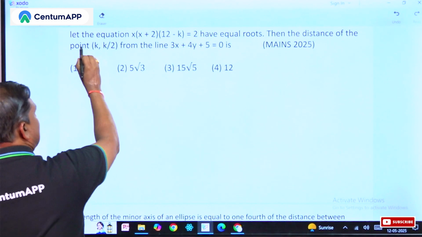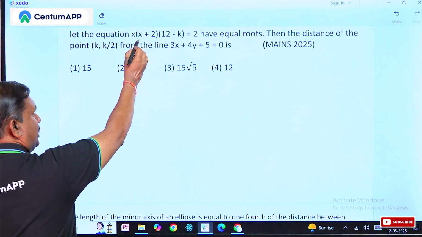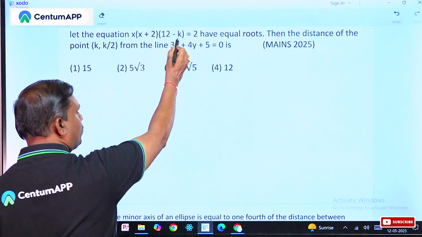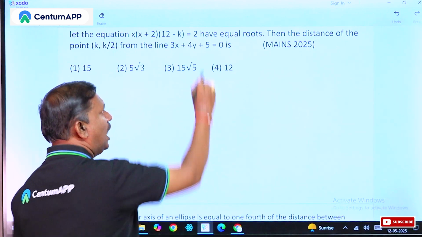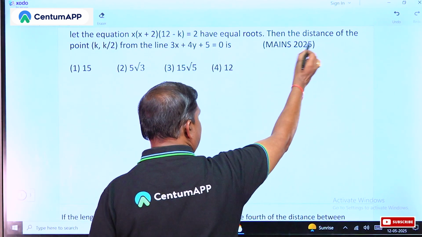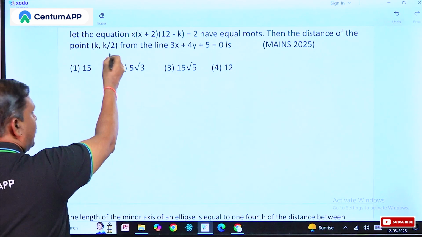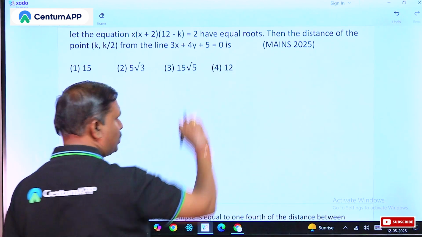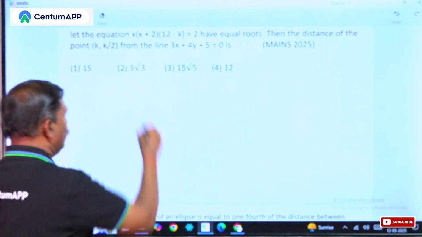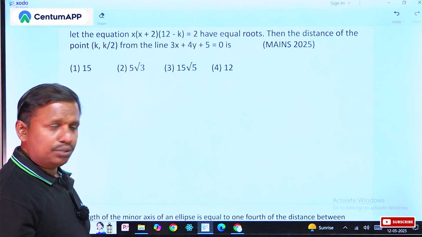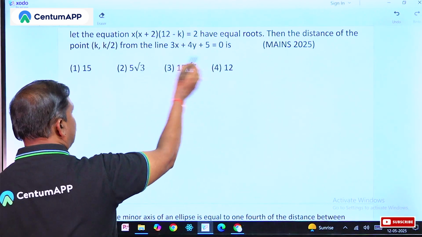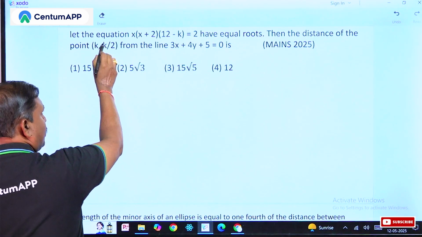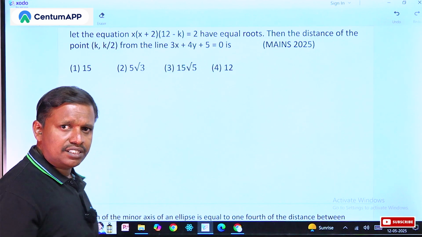Given question is, let the equation x(x + 2)(12 - k) = 2 have equal roots. Then the distance of the point (k, k/2) from the line 3x + 4y + 5 = 0 is. Given one equation having equal roots, they asked the distance from this point to this line. That is the question.